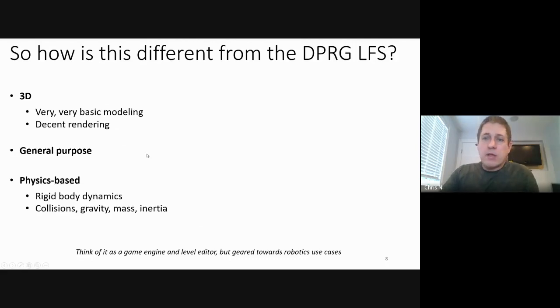Now, how is this different from the LFS? It's 3D. That's kind of the most obvious thing, and what that means is you're going to be able to do some very, very basic modeling, and these simulators, and I'll talk about a couple different ones, do decent rendering. You get a general purpose framework that's not geared towards one task, such as line following. And then the main difference is that it's physics-based to some degree. There are rigid body dynamics and physics engines that these different simulators are using, and that means you get collisions. I think that's the biggest one, really. You get to simulate an environment where your robot can't just drive through walls, and I think that's very useful.